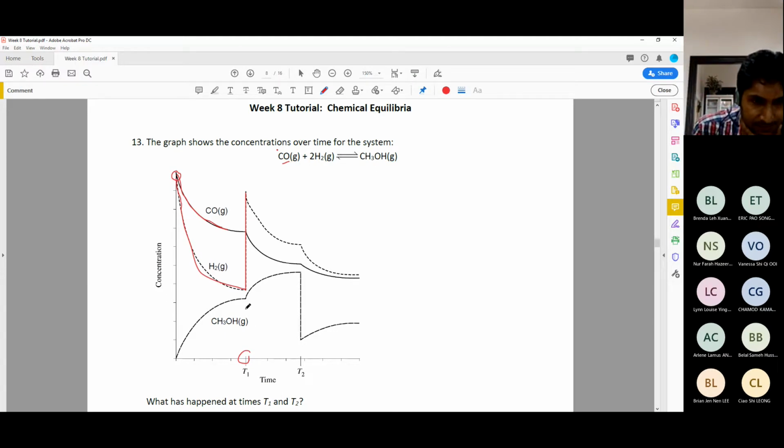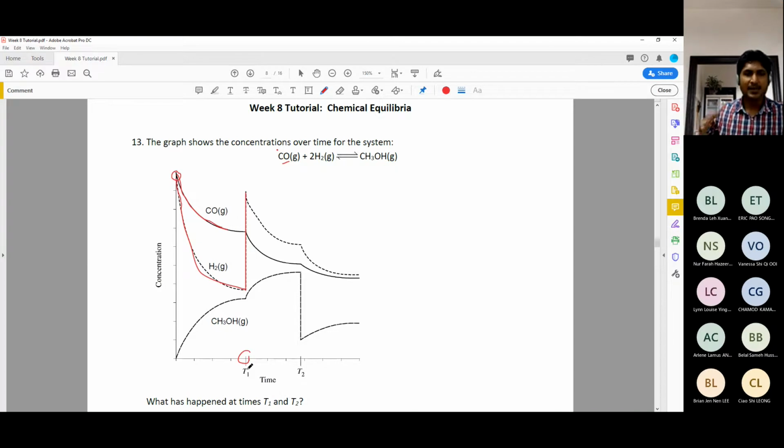So what happened here? As I said on the lecture slide, when it shoots up like this, it means more hydrogen has been added to the system at the same time. How do we add the hydrogen to the system?